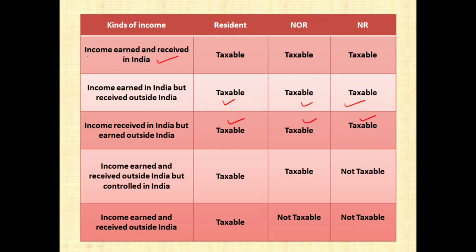So you can just remember, whenever the income is earned or received in India, definitely it is taxable in the hands of all the citizens. Whenever income is earned and received outside India but the business or profession is being controlled from India, then it is taxable in the hands of resident and non-ordinary resident, but it is not taxable in the hands of non-residents. And whenever the income is earned and received outside India, it is taxable only in the hands of residents, and in the remaining two it is not taxable.